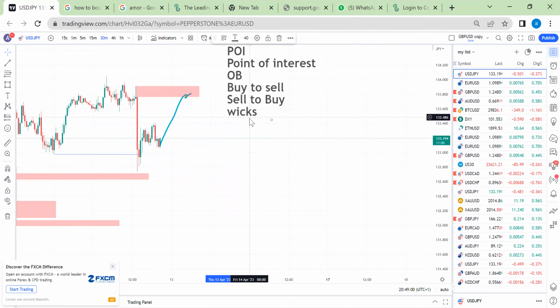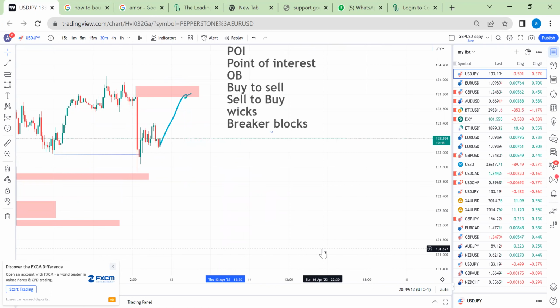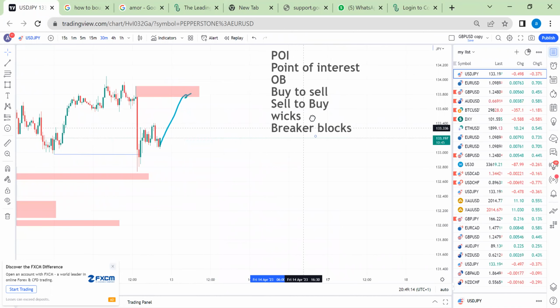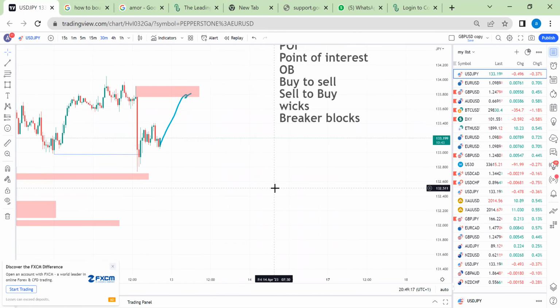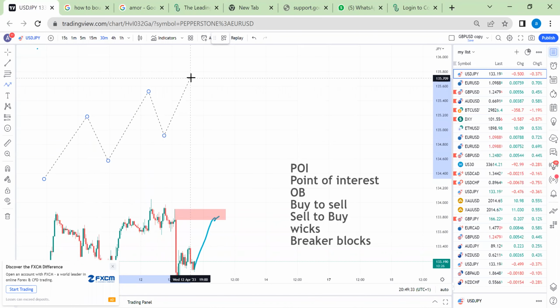Now the last one that I will talk about is breaker blocks. Breaker blocks are simply failed order blocks. When an order block fails, it becomes a breaker block. For example, let me use this to illustrate it. Price is moving up like this, and it's creating higher highs, higher lows.